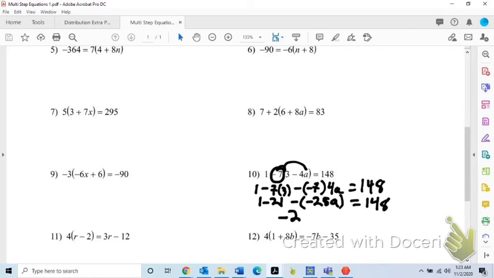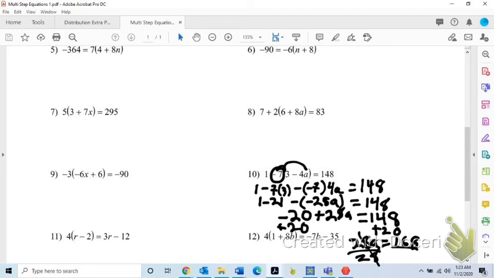1 minus 21 is negative 20. Then we have negative 28a. Two negatives, so that becomes a positive. And that's 28a, not 25a. So we have negative 20 plus 28a equals 148. We're going to go ahead and add 20 to both sides. And that's going to give us 28a equals 168.